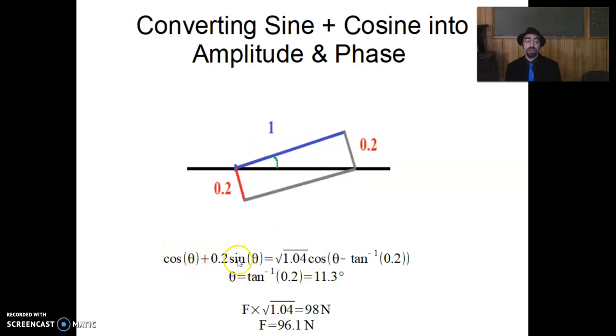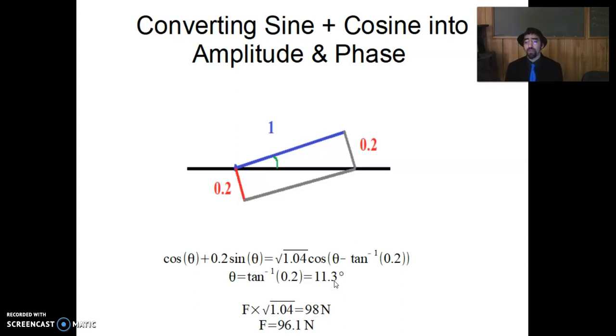So I can say that cosine theta plus 0.2 sine theta is square root 1.04 times cosine of theta minus inverse tan of 0.2. To maximize a cosine, I need to input a 0, so theta minus inverse tan 0.2 must be 0, so theta must be inverse tan 0.2. That comes out to 11.3 degrees, so I should pull 11.3 degrees above the horizontal.